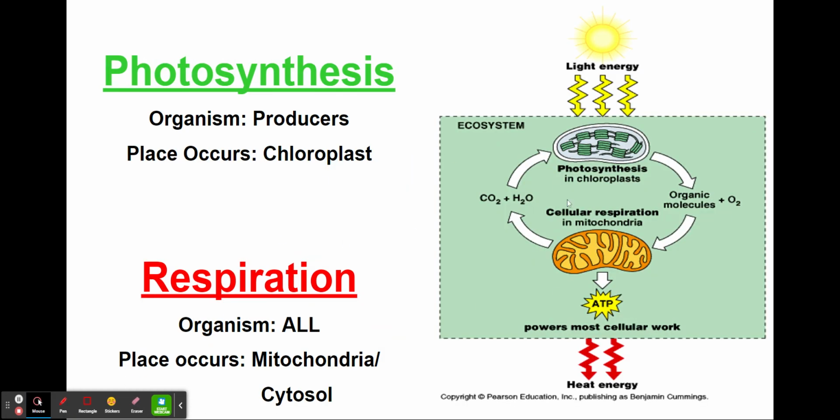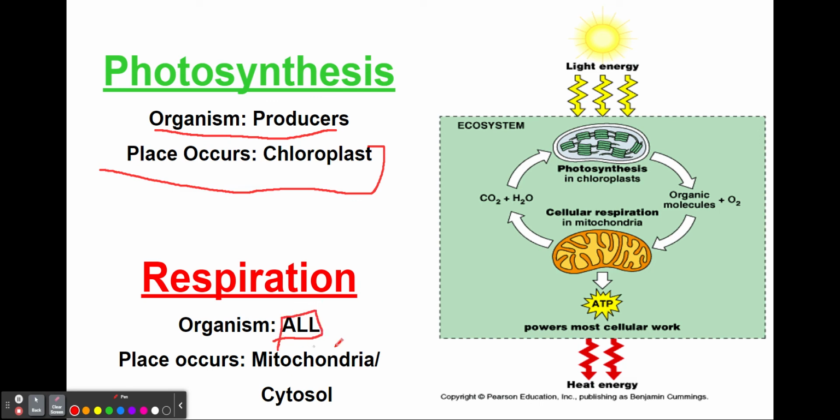All right. So next we're going to compare photosynthesis and respiration. Photosynthesis occurs in producers and it occurs in the chloroplast, which obviously we do not possess. And cellular respiration occurs in all organisms. That is definitely going to be a trick question if you're going to have a test on this. So cellular respiration occurs in plants and in animals.